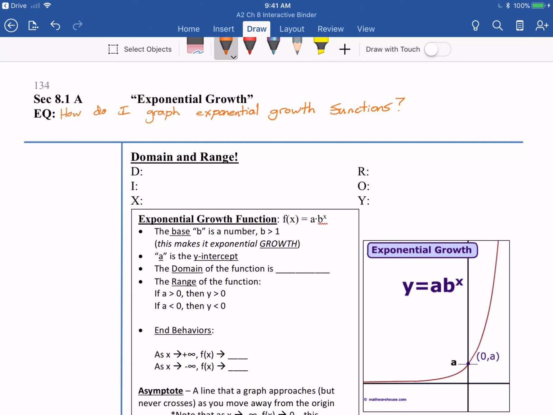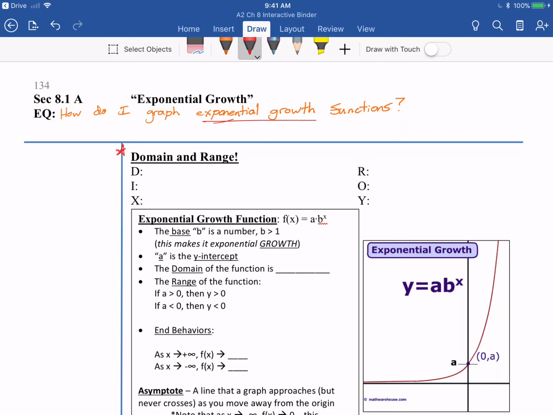Alright, so in Chapter 8, we're going to do a lot of different graphing. And this first one, and I have my essential question here, is how do I graph exponential growth functions? And we're going to really look at a lot of these graphs, and we're going to describe a lot of these graphs with this domain and range.